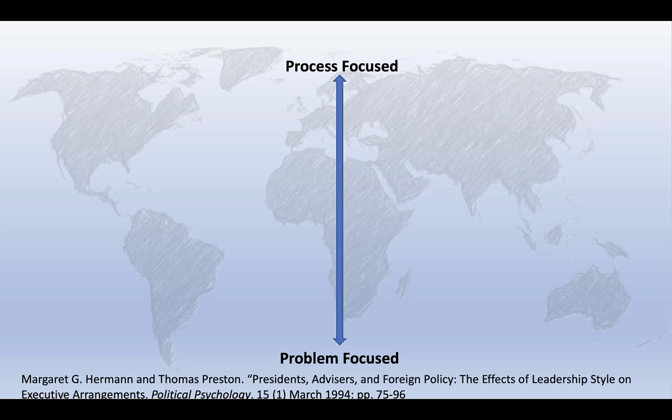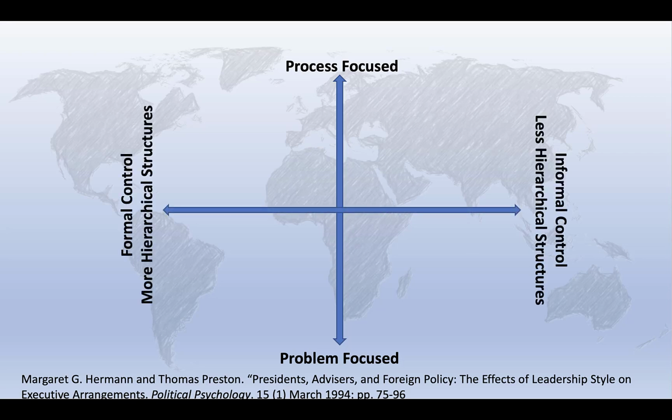Presidents may be more focused on the specifics and the substance of individual decisions, that is, they may be more problem-focused, or they may be more focused on the broader political processes that guide all decisions rather than on the specifics of any one individual decision. The second axis evaluates a president's reliance on formal or informal mechanisms of control and decision-making. Presidents may prefer to be more formal and hierarchical in their advisory structures, or they may prefer less formal and less hierarchically organized structures. This echoes the structural models we just considered.